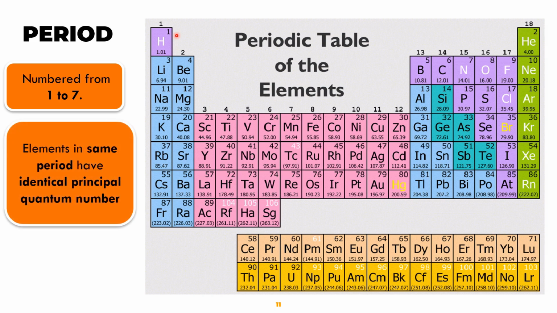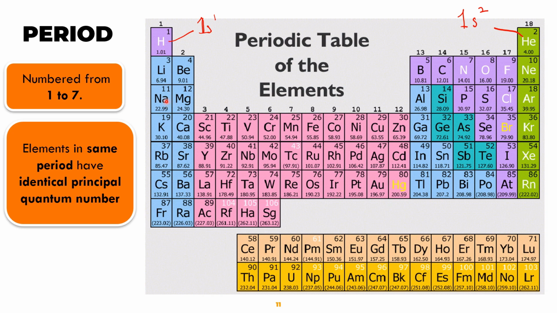For period 1, for example, between hydrogen and helium, how do we know that these two are located in the same period? Basically, you can see from their electronic configuration. For hydrogen, its electronic configuration is 1s1. And for helium, its electronic configuration is 1s2. So how do we know that these two elements are located in the same period? It is by looking at this n, the principal quantum number. And the same thing goes for the elements in the other periods as well.